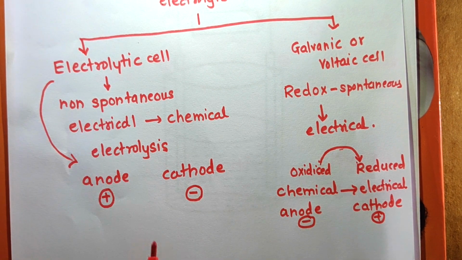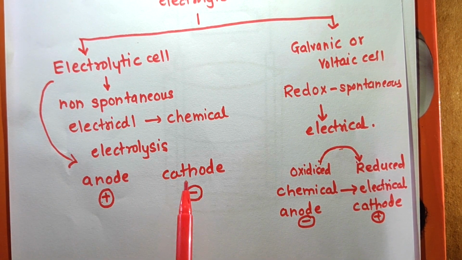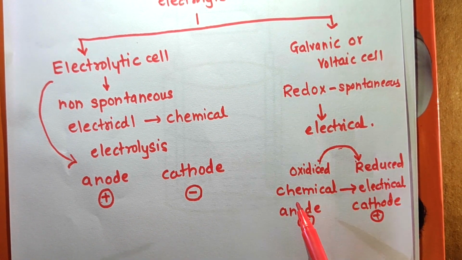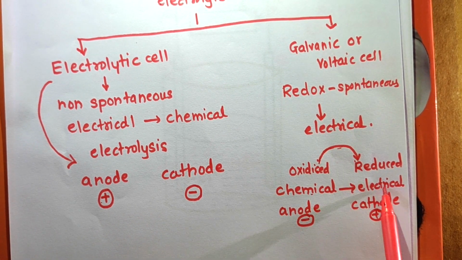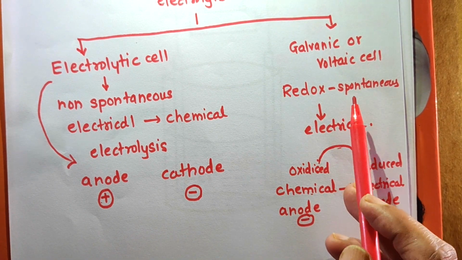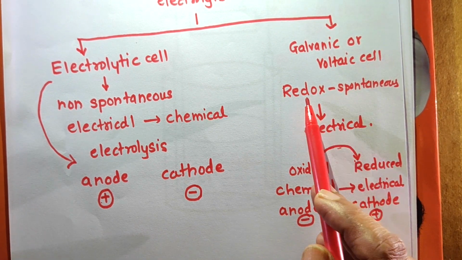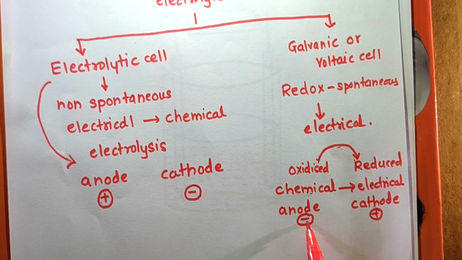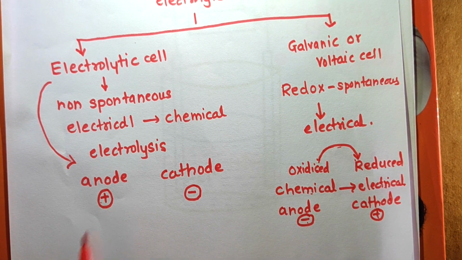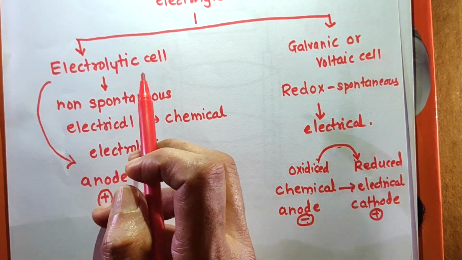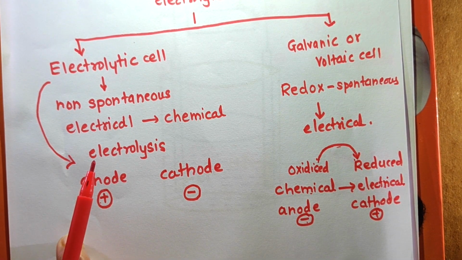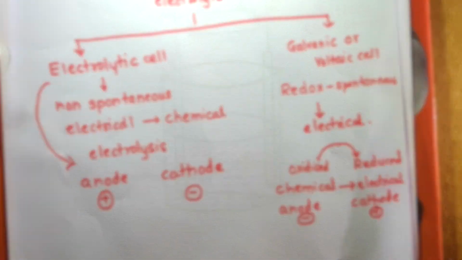Here in electrolytic cell, anode is positively charged and cathode is negatively charged. In galvanic cell, chemical energy is converted into electrical energy. For that we require the spontaneous redox reaction, and in this cell anode is negatively charged and cathode is positively charged. Now we shall consider electrolytic cell in detail by taking the example of electrolysis of molten NaCl.